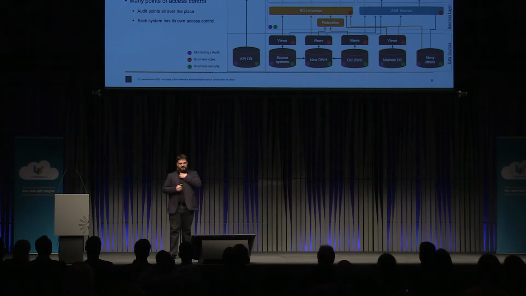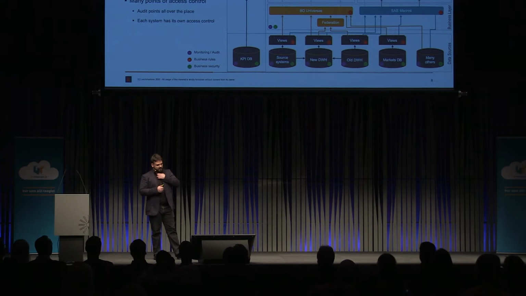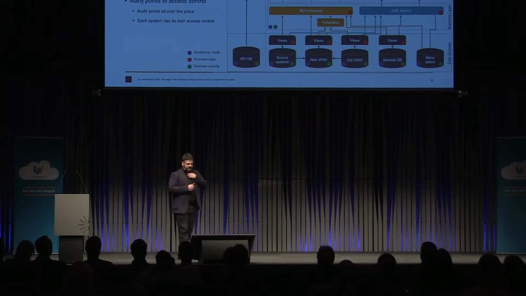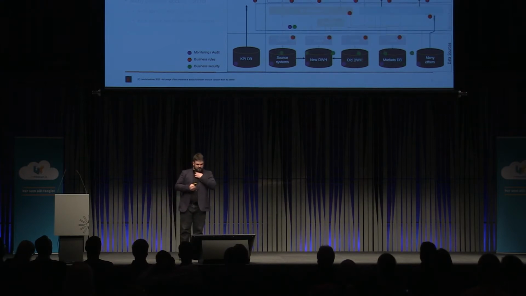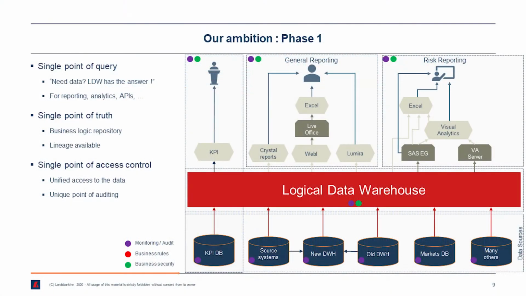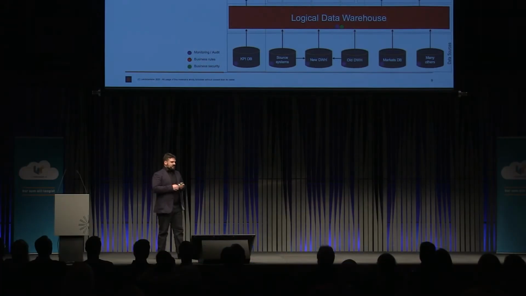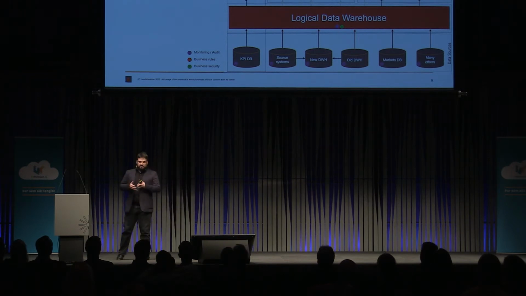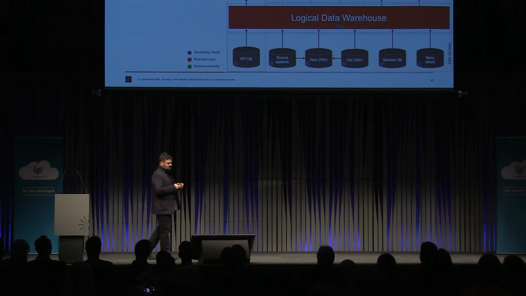So the idea behind the logical data warehouse is to take all those green dots and purple dots and move them around to create one single repository, that is the logical data warehouse in that case. The idea is to create a single point of query. If you need data that is not transactional, if you need to do some analytics, for example, or some data interaction, this is where you would find it in your logical data warehouse.